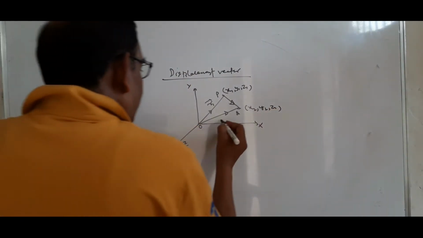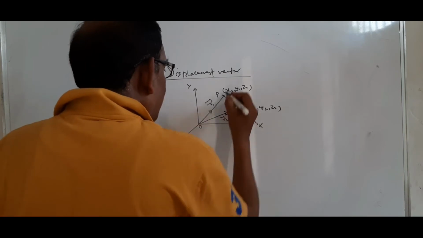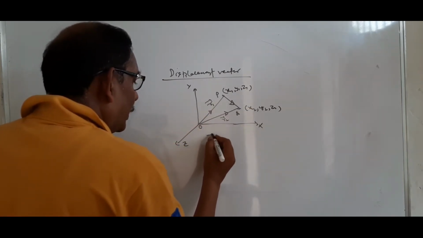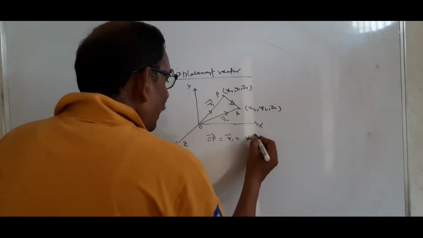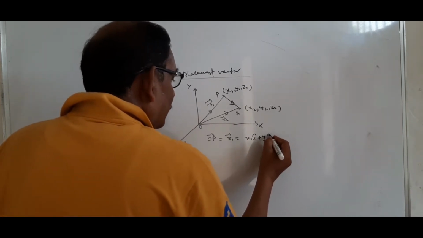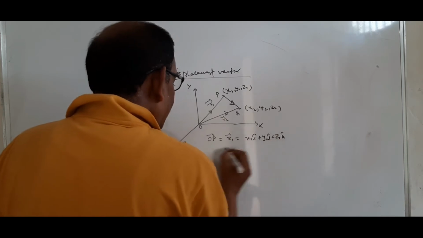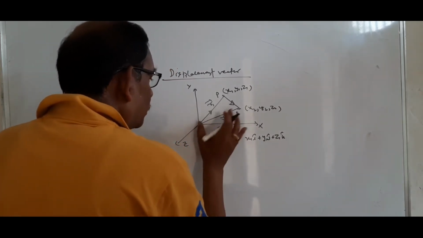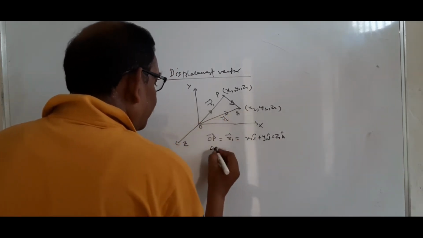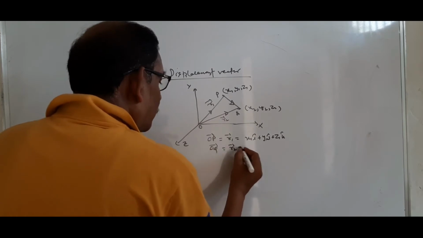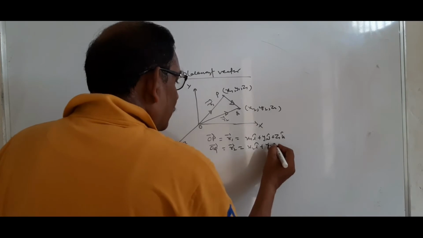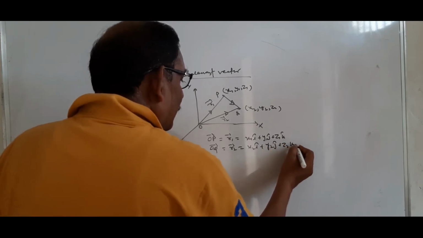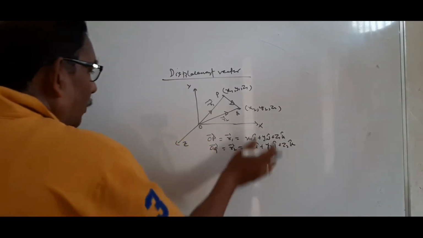So first find out your position vector OP. This is your r1, x1 i cap, y1 j cap, z1 k cap. Now OQ, the particle is here now. This is your r2, x2 i cap, y2 j cap, z2 k cap. It is your position vector.